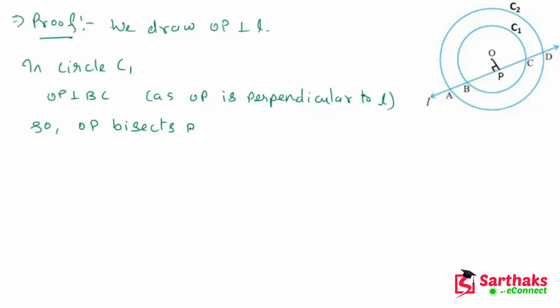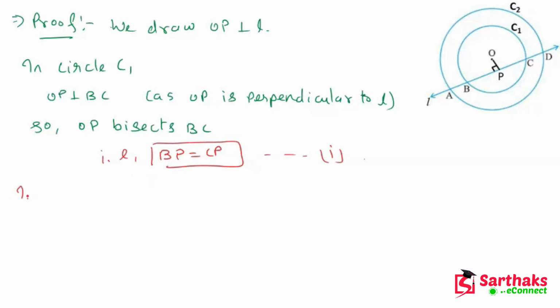So we can say that OP bisects BC, because a perpendicular drawn from the center of a circle to a chord bisects the chord. With the help of the theorem we can say that BP is equal to CP. Let's suppose this is equation number 1.